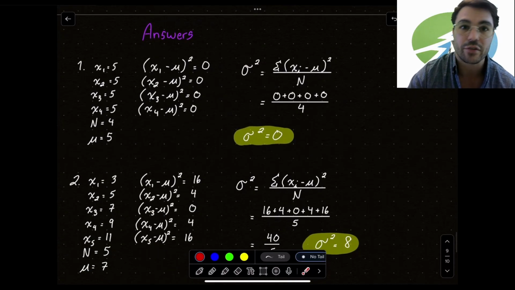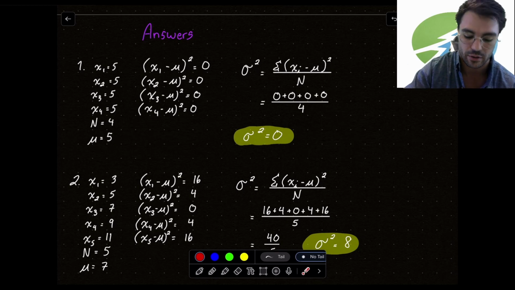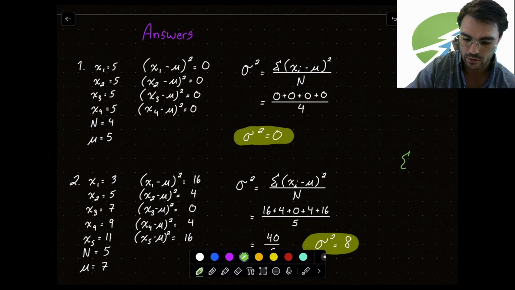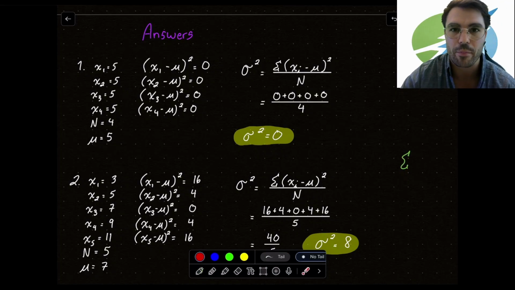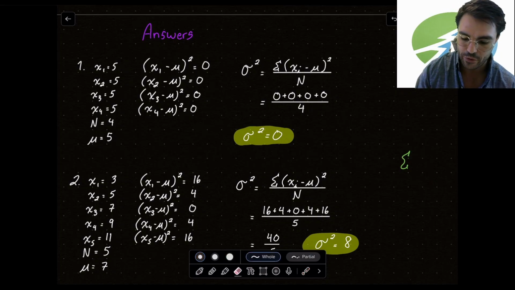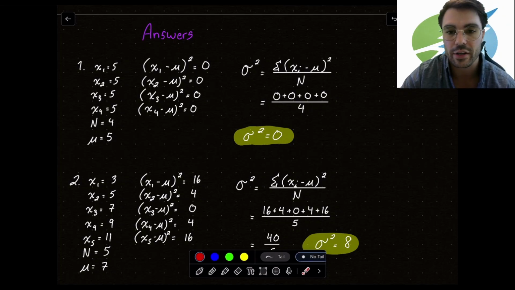And that's population variance. Again, I know the equation can look a little spooky if you're not used to seeing summation notation, this guy here. If you're not used to seeing this, it can be a little intimidating, but hopefully I broke it down to make it a little simpler for you. But that's everything I have for you on population variance.